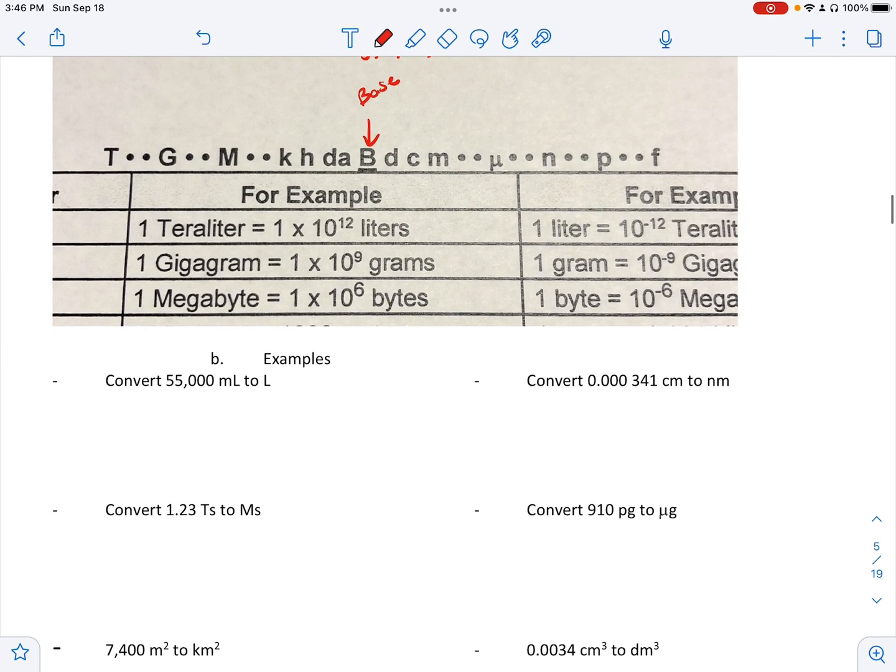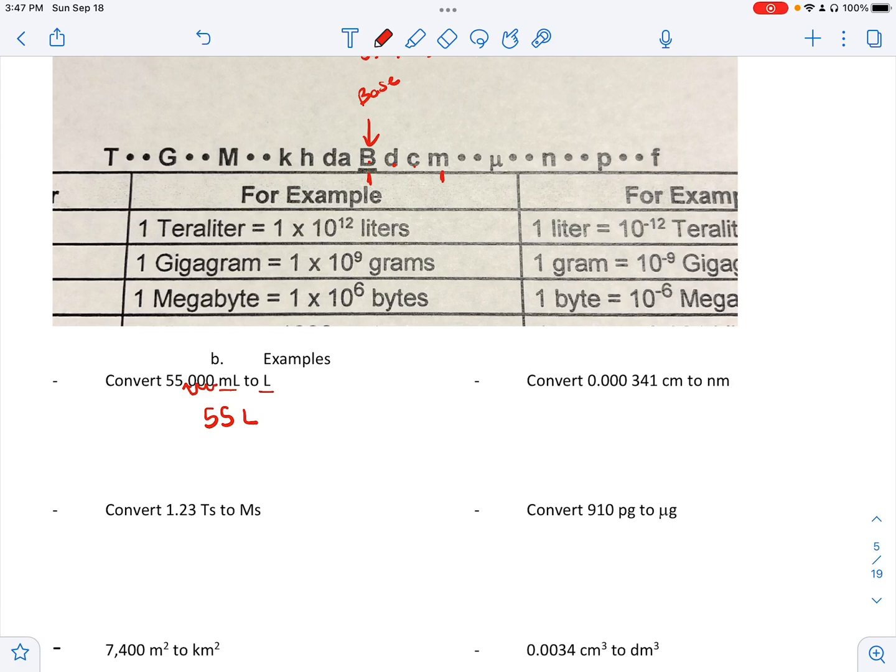Referring down here, we're going to start here. We're going from milliliters to liters. So here is milliliters, and we're going to go to here. If we count 1, 2, 3, that's 3 to the left. We're going to move the decimal, which is right here, 3 to the left. 1, 2, 3. And so 55,000 milliliters is 55 liters.